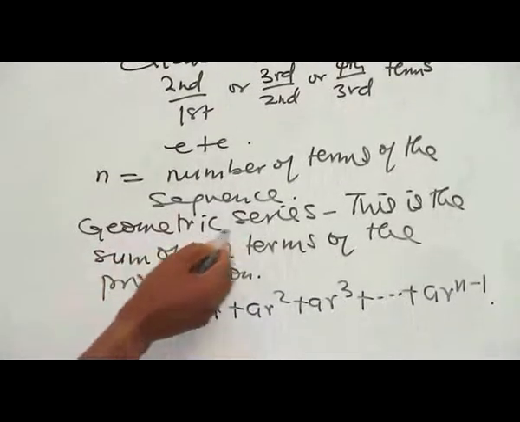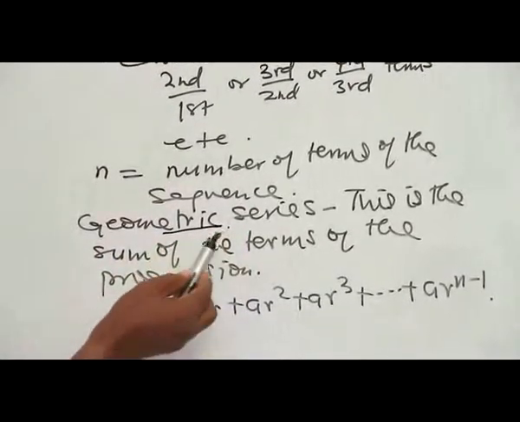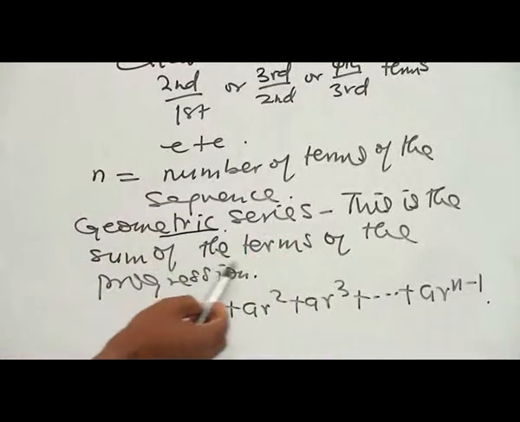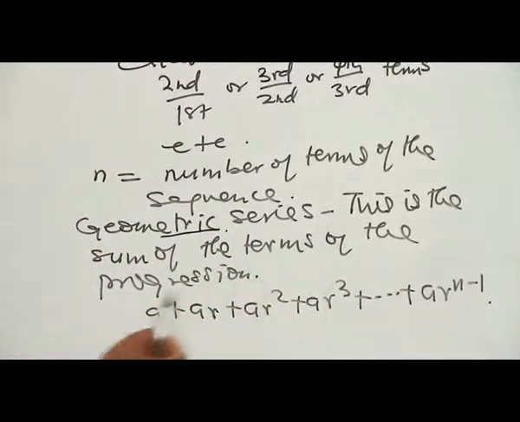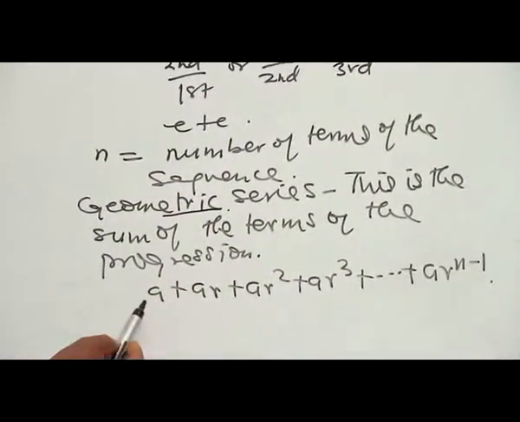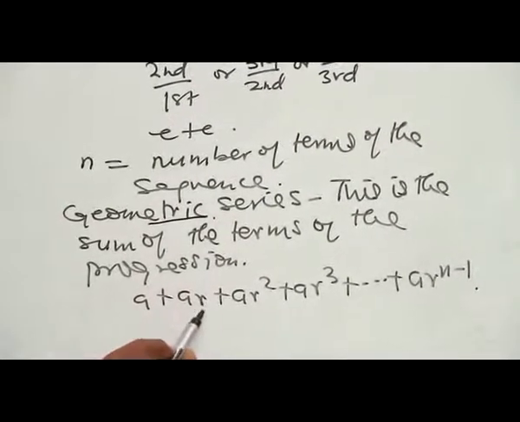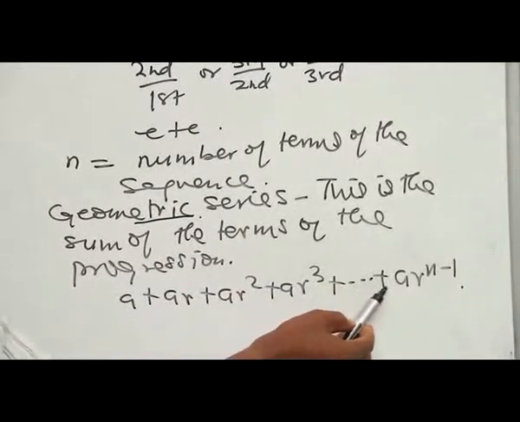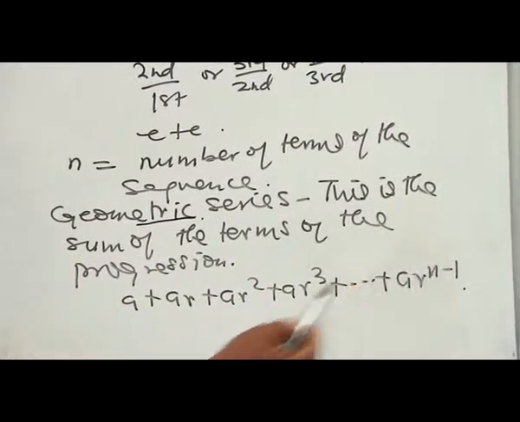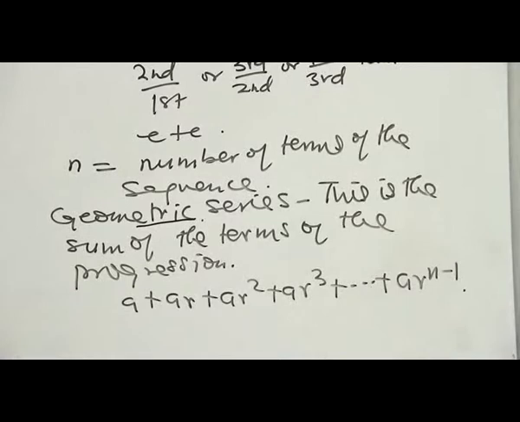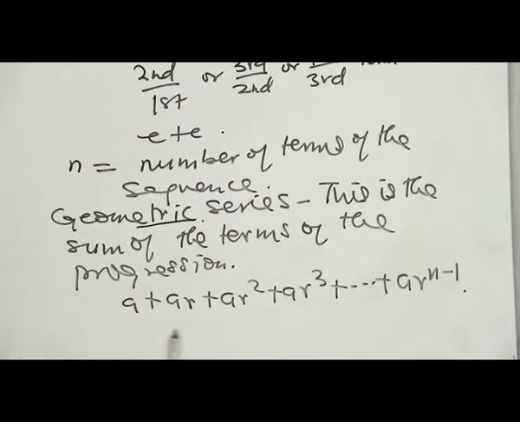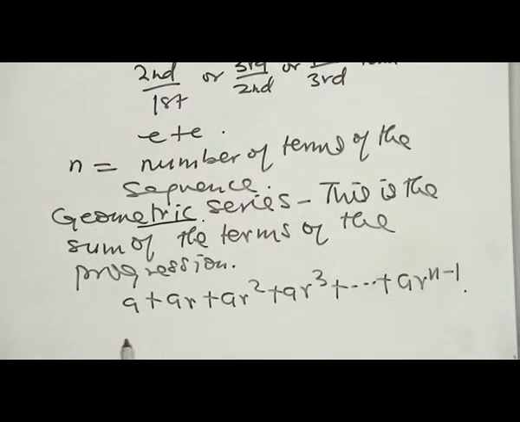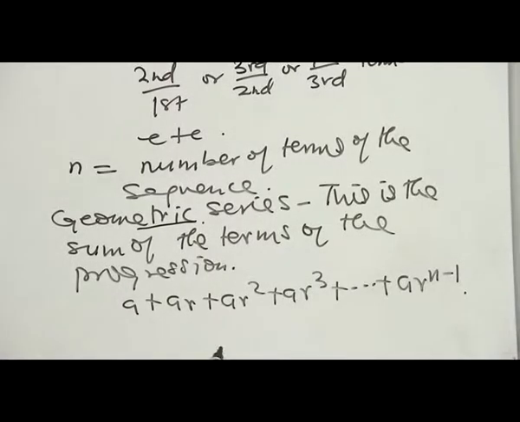Geometric series. This is the sum of the terms of the progression. That is a plus ar plus ar squared plus ar cubed plus ellipsis plus ar raised to power n minus 1. The addition of each of the individual terms is called the series, the geometric series.